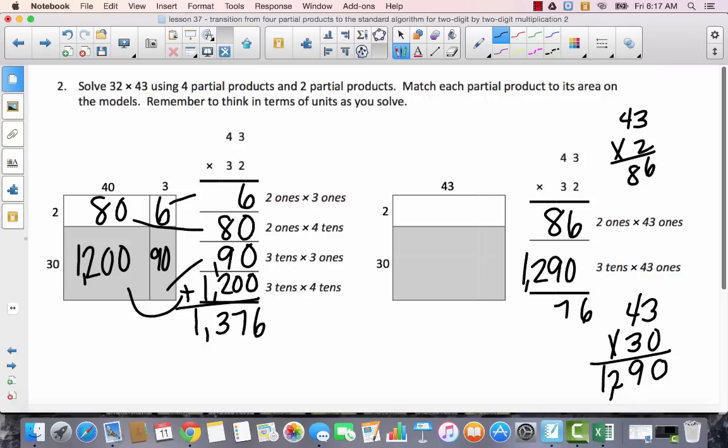6, 8 plus 9 is 17. Carry the 1, that's 3. Now I have 1,376. So I could come back here and write my partial products inside here. Okay, so this is transitioning to standard algorithm.